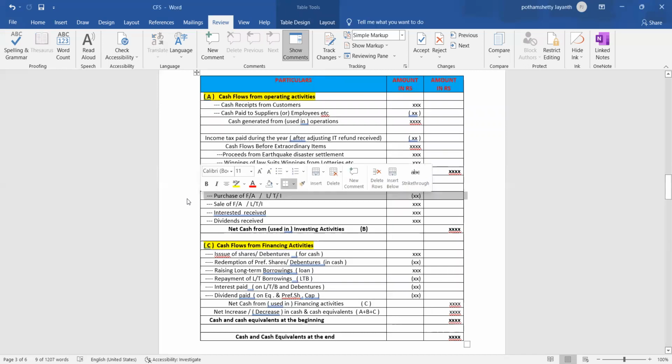So cash flow from investing activities includes the following. One, purchase of fixed assets or investments. This will be a minus balance, so it will be called an outflow. When it is a minus balance, we will call it an outflow.